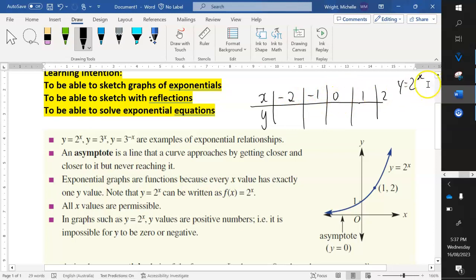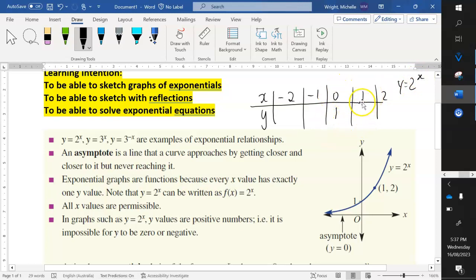0 into here gives us 2 to the power of 0, which is actually 1 if you pop that in your calculator. And what you will find is that most graphs that have x in the power will cut at the point (0, 1), because we're going to get a 0 power, which means that anything to the power of 0 is equal to 1. So that's a really important point.